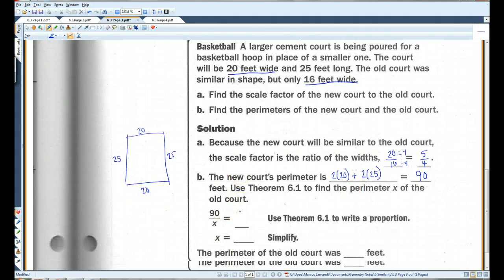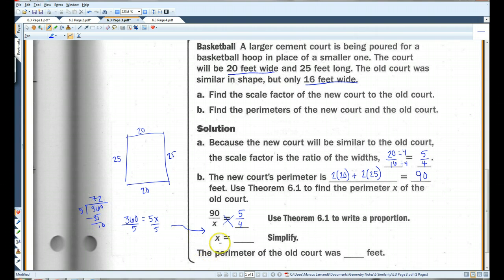So, I know that the ratio of the perimeters has to be the same as the scale factor. So 90 over x has to equal 5 over 4. I'm going to cross multiply. 90 times 4 is 360. This equals 5x. If I divide both sides by 5, this goes in 7 times. 72. So x equals 72. The perimeter of the old court was 72 feet.